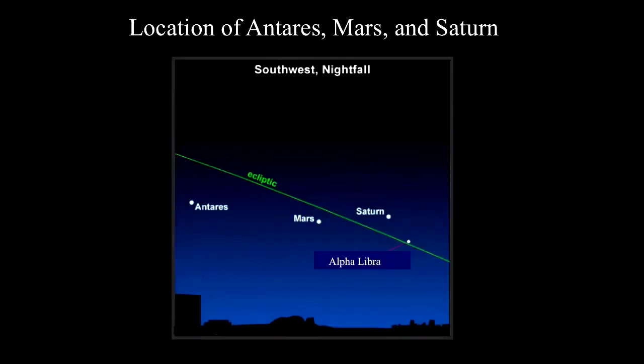Here's another picture of what it looked like 2 or 3 nights ago. Saturn, Mars, Antares. And the question, again, is when you put dots on a piece of paper, noting where they are, the question is, over the course of the next 3 weeks, do you see Mars move?